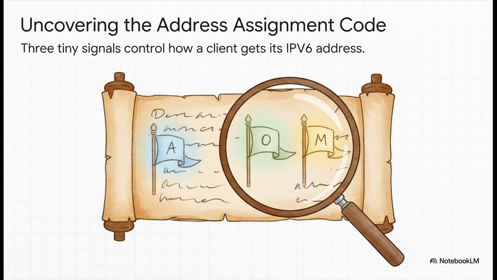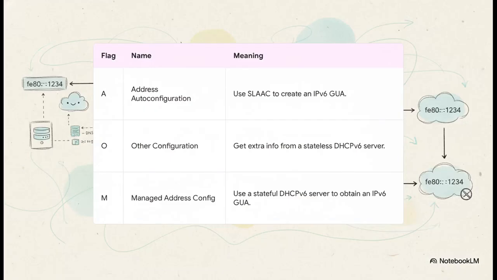And this code is made up of just 3 tiny signals, known as flags. And here they are, the A, O, and M flags. The A flag stands for Address Auto Configuration. If it's switched on, it's telling the device, hey, you are cleared to create your own address using SLAAC. The O flag is for Other Configuration. If that one's on, it's saying, go ahead and create your own address, but you need to go ask a DHCPv6 server for other info, like DNS.